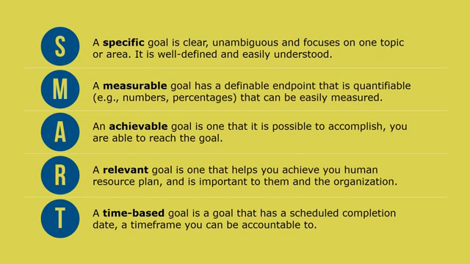To make your goal SMART, it needs to conform to the following criteria. Specific. A specific goal is clear, unambiguous, and focuses on one topic or area. It can be communicated to others without confusion because it's well defined and easily understood. Measurable. A measurable goal has a definitive endpoint and is quantifiable through numbers or percentages that can be easily measured. Achievable. An achievable goal is a goal that's possible to accomplish. Relevant. A relevant goal is one that helps you achieve your human resource plan, and it's important to them and the organization. And finally, time-based. A time-based goal is one that has a scheduled completion date.